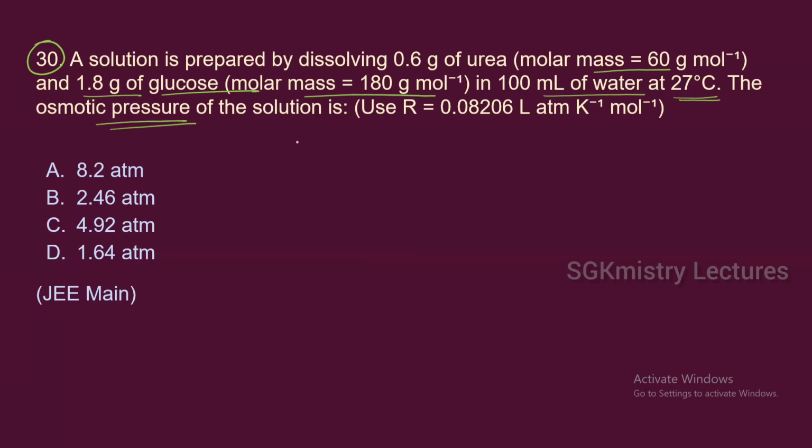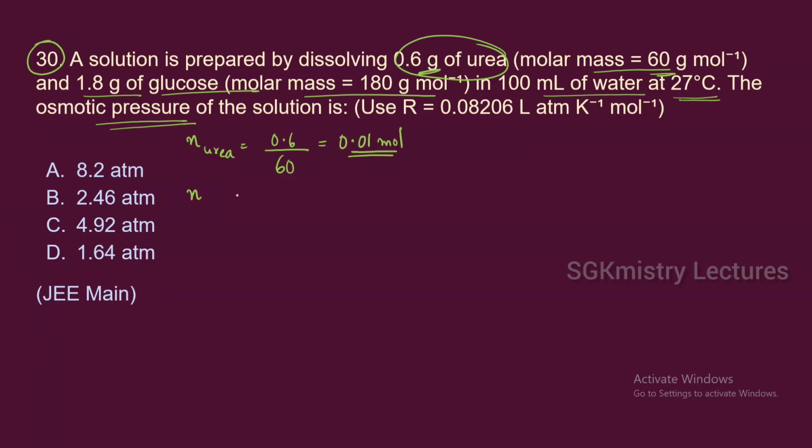So now, let us start with understanding. First, we have urea that is dissolved. The mass is given, molar mass is there. From this, what we can find out? We can find the number of moles. So first, let us find number of moles of urea. So given mass is 0.6, molar mass is 60. So we have 0.01 moles, right?